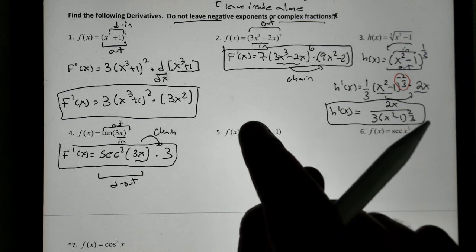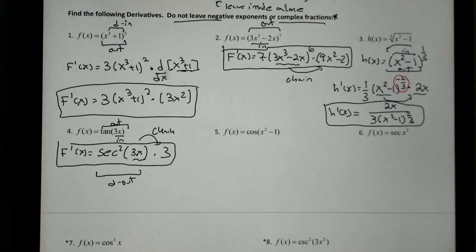So try one with cosine here, and then we'll talk about number 6. If you need to pause it, go ahead and pause it and try it. I'm going to go and do it right now.